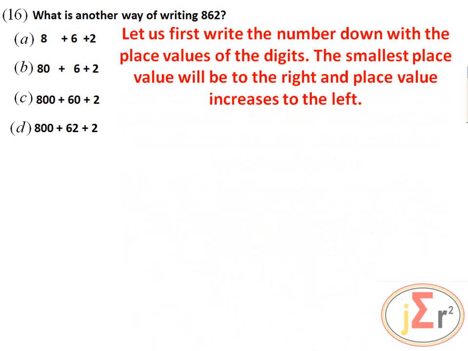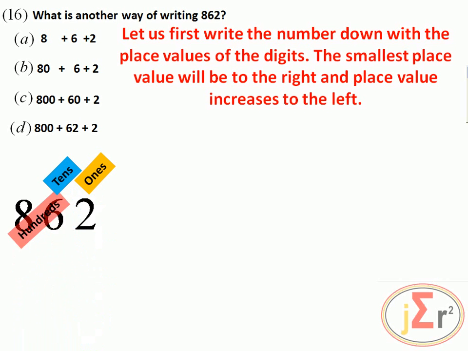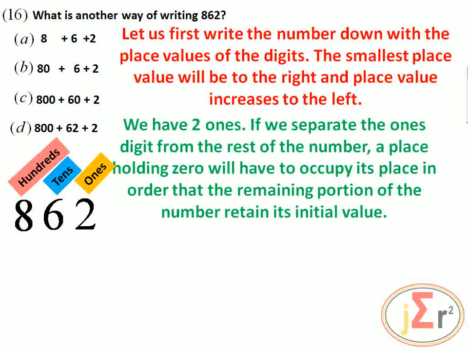Let us first write the number down with the place values of the digits. The smallest place value will be to the right, and place values increase to the left. So the smallest place values will be to the right, and the place value will increase to the left. So there we have that. Ones, then tens, then hundreds. We have 2 ones.